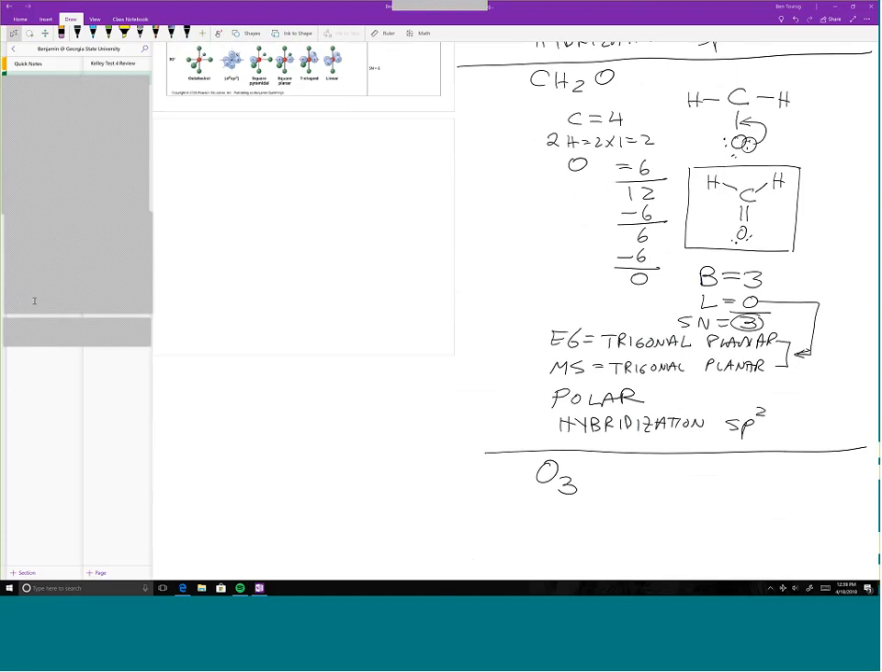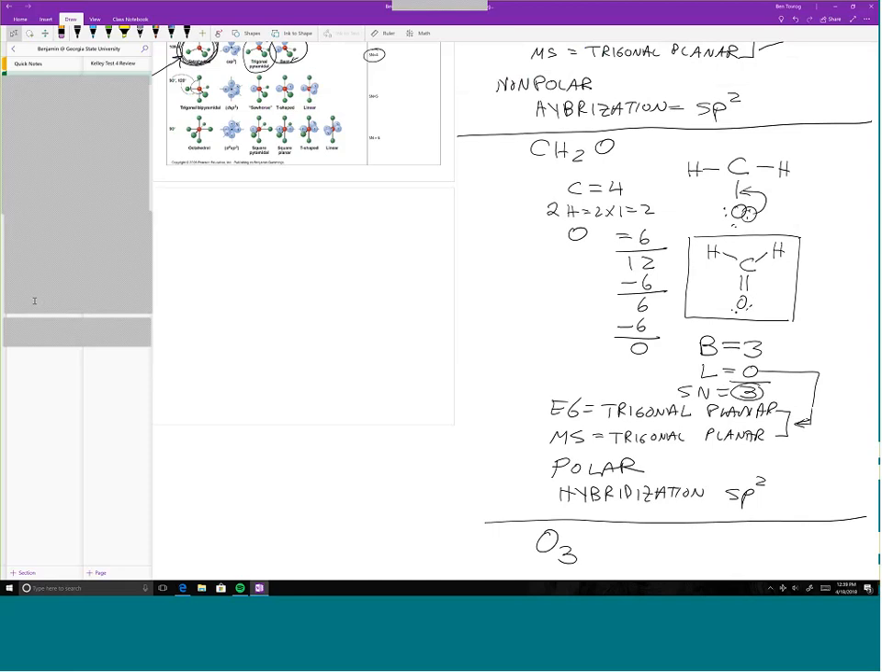And however, only lone pairs on the center atom affect the steric number. So the question was, do lone pairs increase the steric number? And the answer is yes, they do, but they have to be on the center atom.